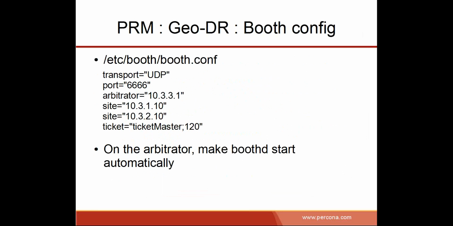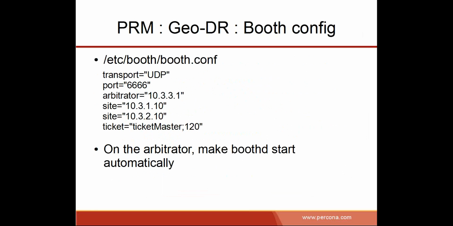And finally, we define a ticket. The ticket will be the entity that is passed between sites. It has a name, ticket master, and a timeout value. I changed my configuration to 30 seconds. This one has 120. In real life, 120 makes more sense. 30 seconds is short. But in the demo, since we'll have to wait for failover, I don't like to be silent for 100 seconds. So I lower that to 30 seconds.